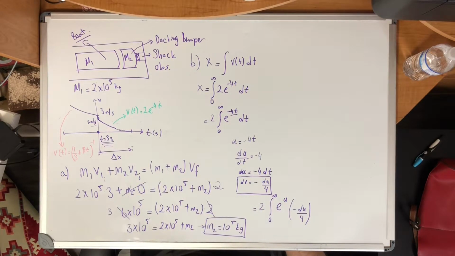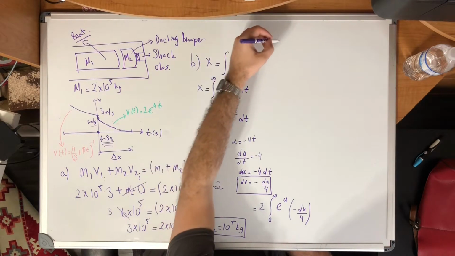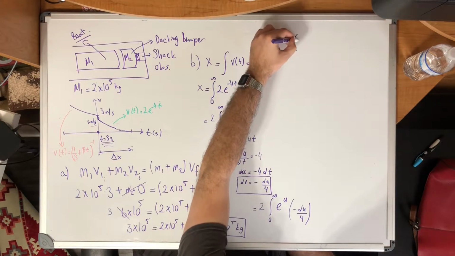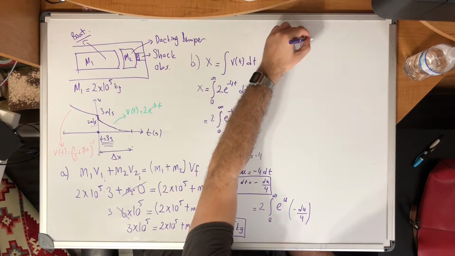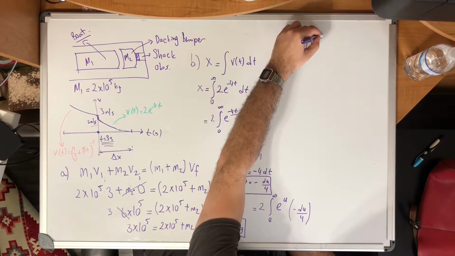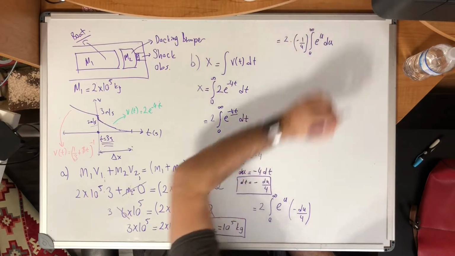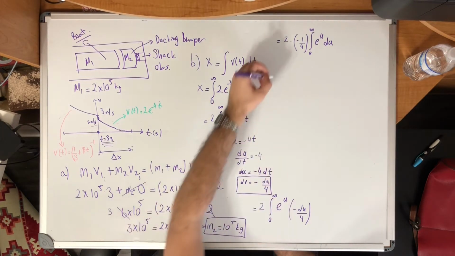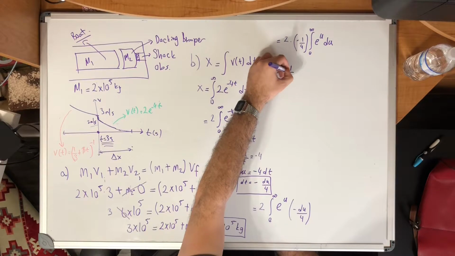So now if you would like to take one more step, this negative 1 over 4 can be taken outside because that's also a constant. So my integral will look like 2 times negative 1 over 4, and then integral 0 to infinity e to the power u du. Alright, so now this is an easy integral. So we will do the math outside as well. So negative 1 over 2.